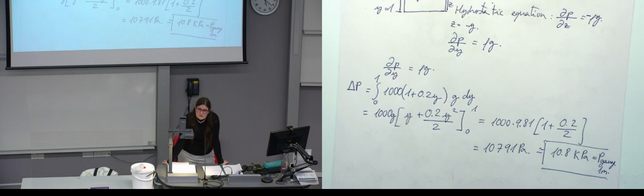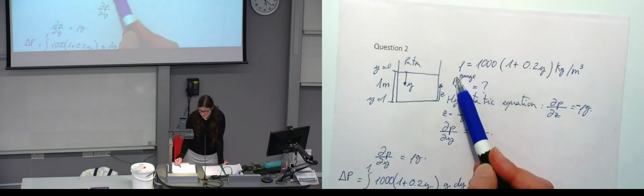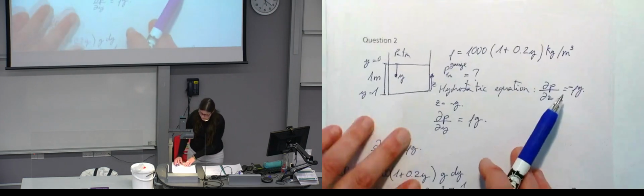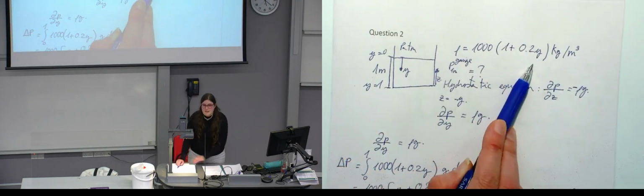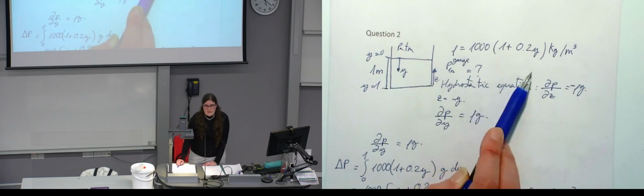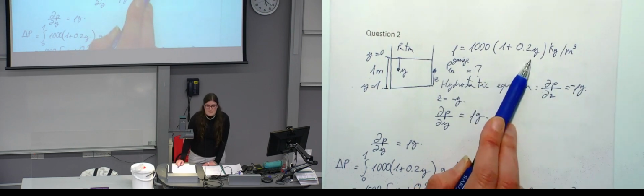How do you know it's not constant? Because it follows an equation that depends on y. It's not just a number, but it depends on a variable. In this case, the distance from the surface.